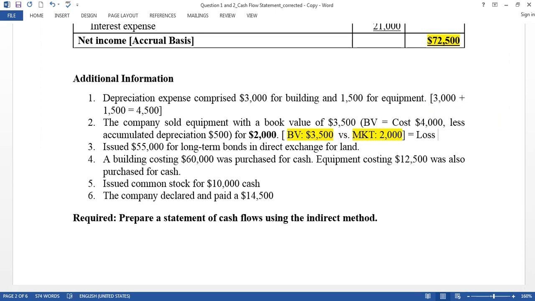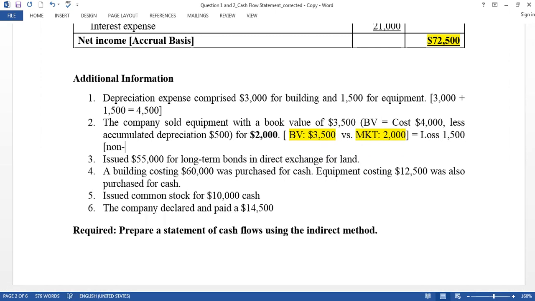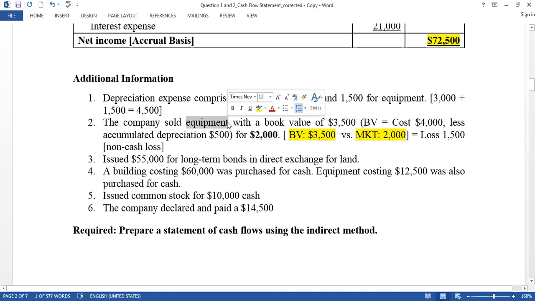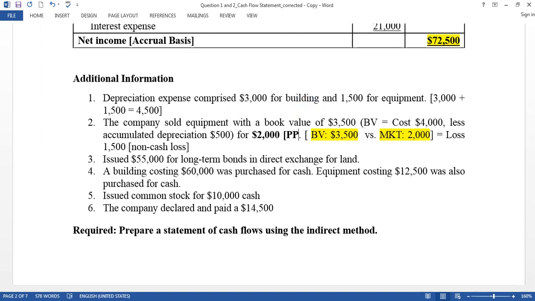So we have a loss, and the loss amount is 1,500. So this loss is called the non-cash loss. Why non-cash loss? Because you can see that the cash part belongs to equipment. You sell equipment and you receive cash, right? So the equipment is property, plant, and equipment. So the $2,000 cash you receive is related with property, plant, and equipment.